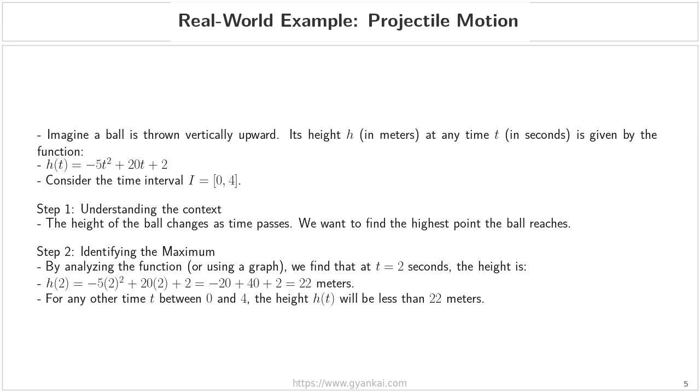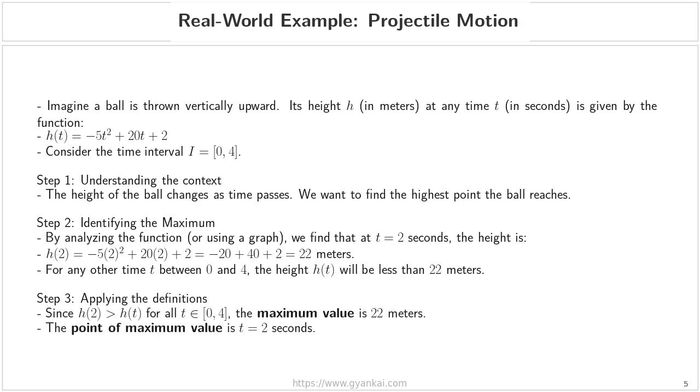In step 2, we identify the maximum. By analyzing the function or looking at its graph, we find that at exactly 2 seconds, the height is calculated as follows. h of 2 equals negative 5 times 2 squared, plus 20 times 2, plus 2. This simplifies to negative 20 plus 40 plus 2, giving us a height of 22 meters. If we were to check any other time between 0 and 4 seconds, we would find that the height is always less than 22 meters.